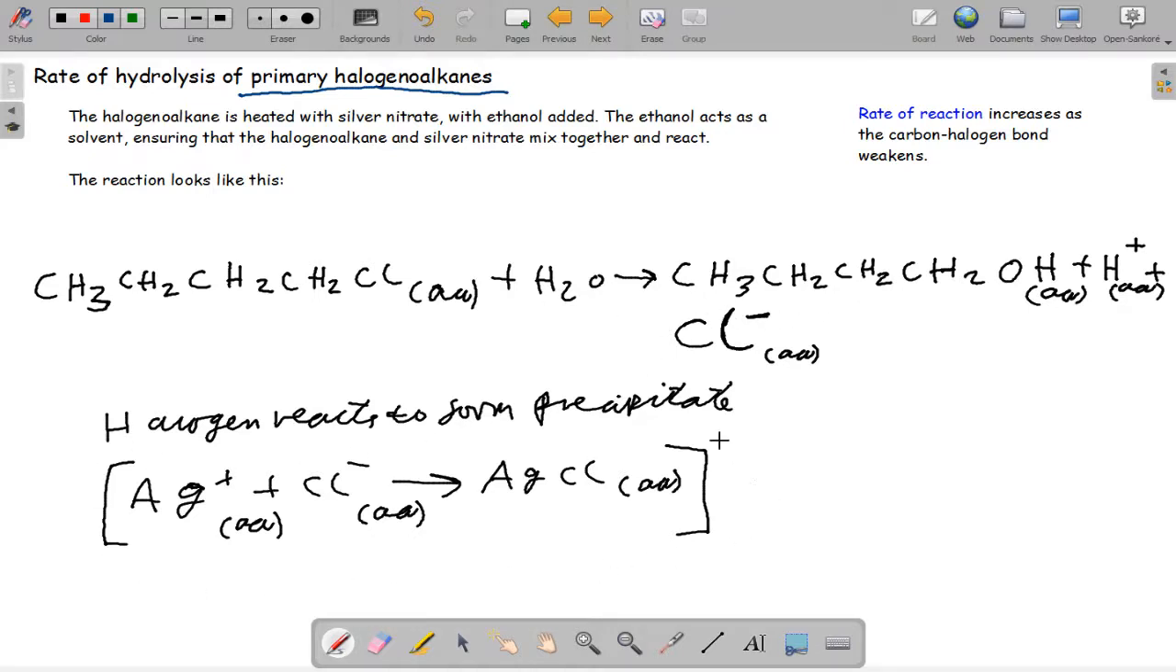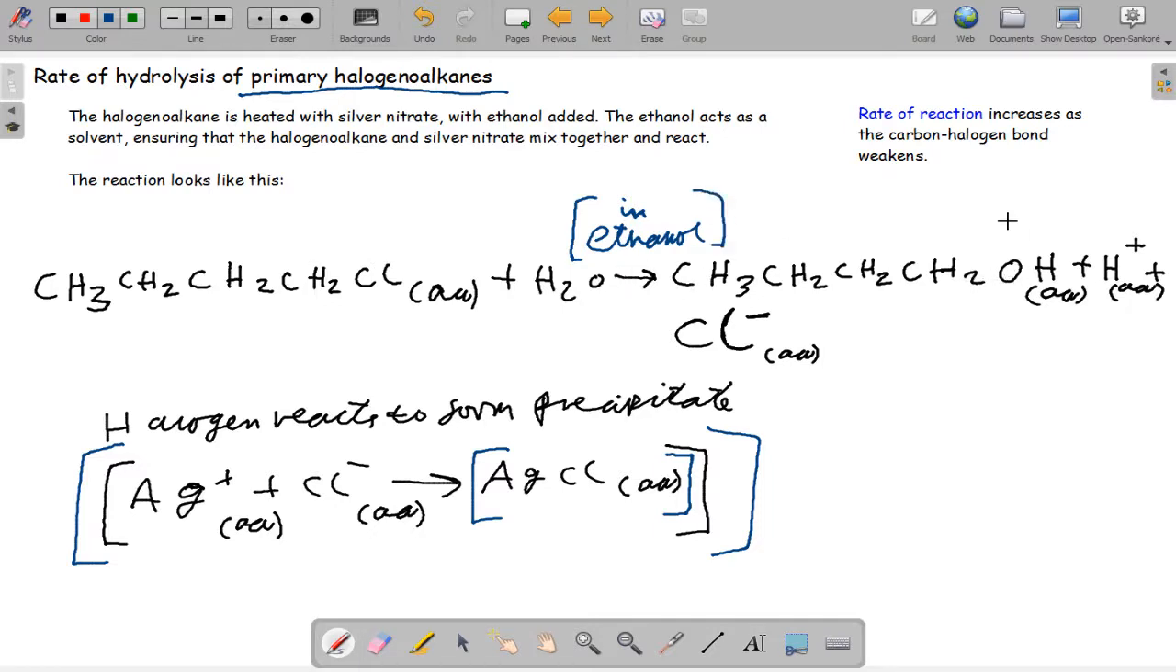This ionic equation represents the overall reaction that happens when you add silver ions and chloride ions to form a white precipitate, silver chloride. But this is the overall reaction, where the H+ ions and the Cl- ions are formed when you have this halogenoalkane plus H2O. I'll put ethanol as a reaction condition because both of the reactants are in ethanol.